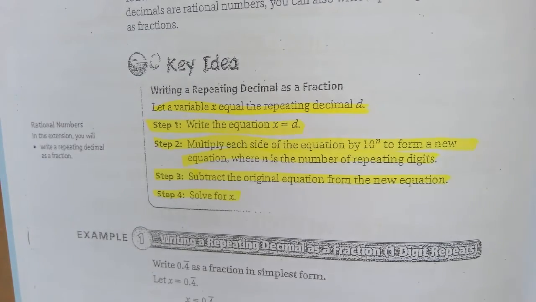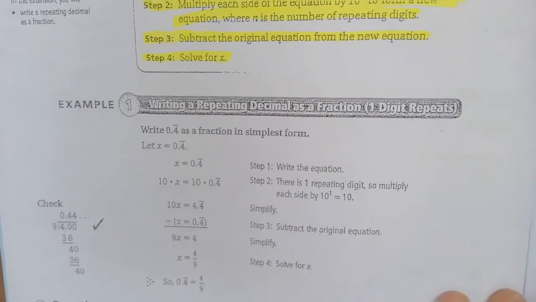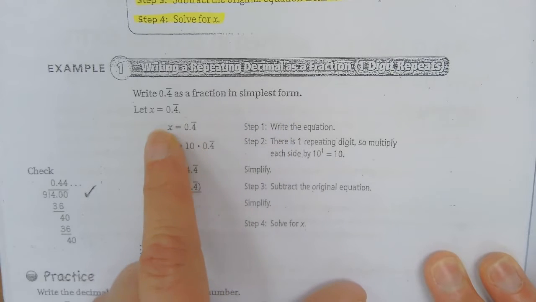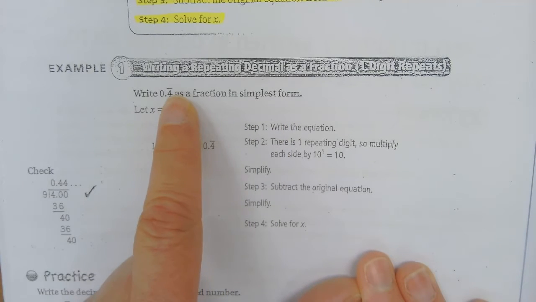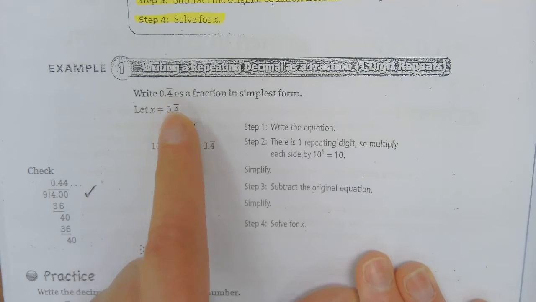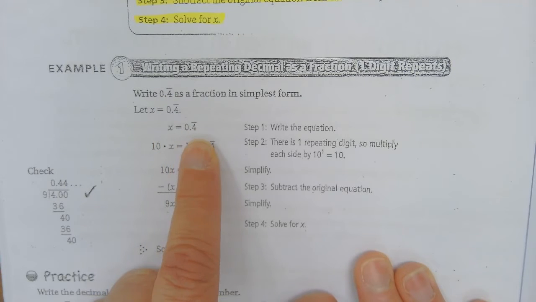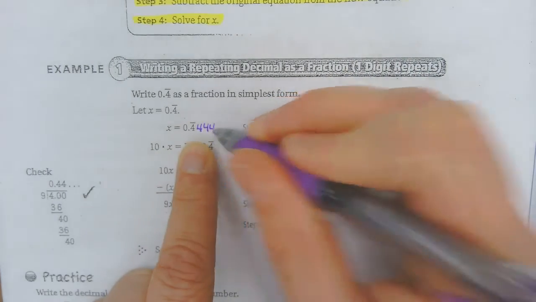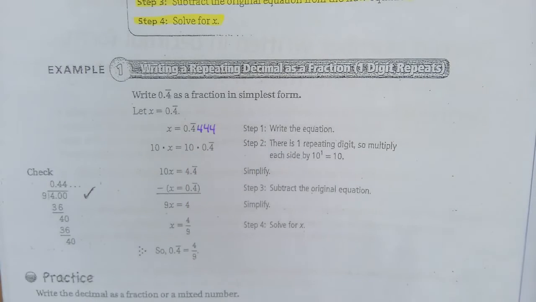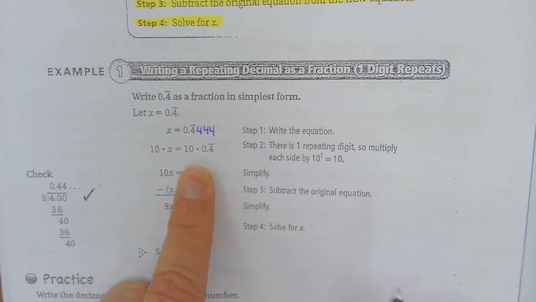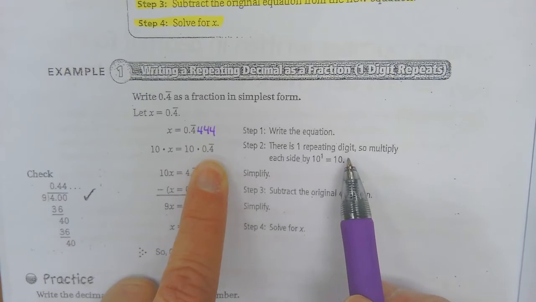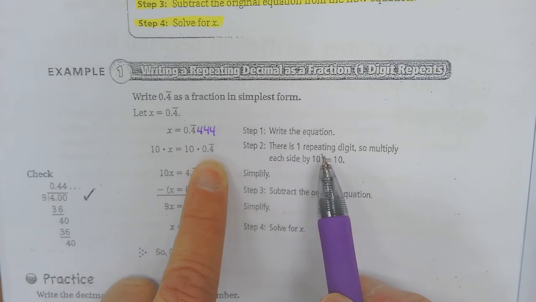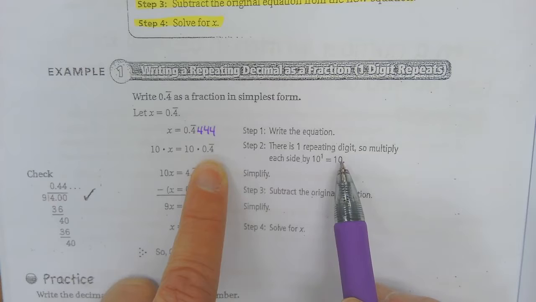So these are the steps that you're going to use. Now I'm going to explain what those are, and you're going to follow along so that you understand this. Write 0.4 repeating as a fraction in simplest form. First of all, we're going to let x equal whatever we're trying to do here, so x equals 0.4 repeating. Remember this is repeating, so this is the same as having it go all the way out. So write the equation. Step 2, there is only one repeating digit. 4 is the only digit that repeats, so you're going to multiply each side by 10 to the first power, since there's only one digit repeating, which is just 10.